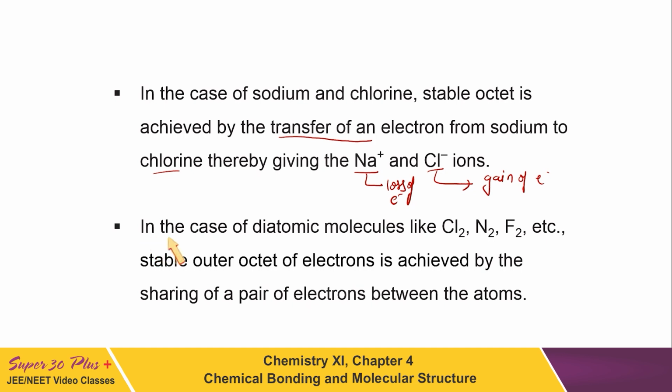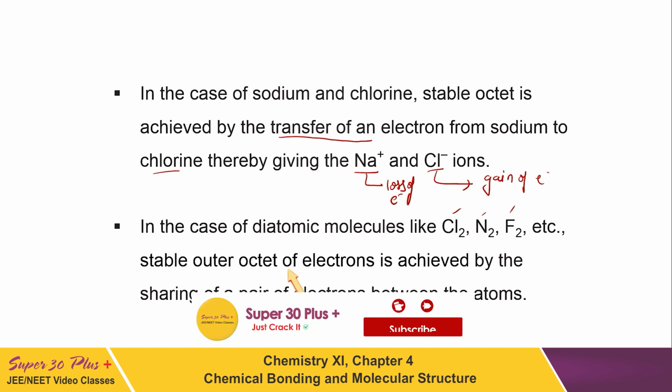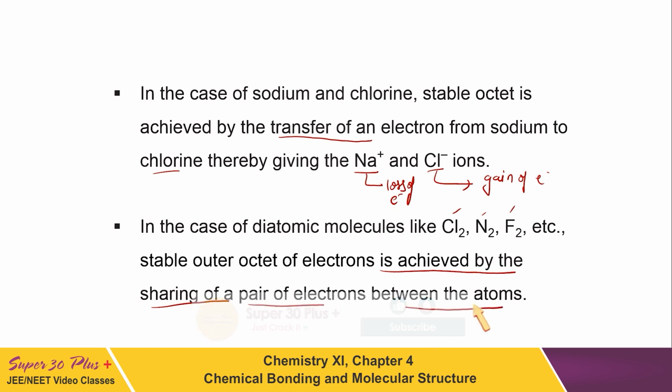Now what happens in the case of diatomic molecules like chlorine, nitrogen, fluorine, hydrogen or oxygen? Just in order to get the stable outer octet in these diatomic molecules, the condition of stability with a complete octet is achieved by the sharing of an electron pair between the atoms, which is nothing but the covalent bond scheme.